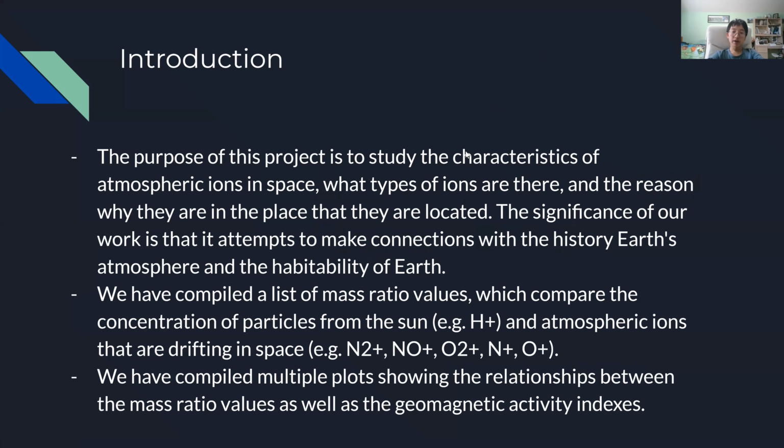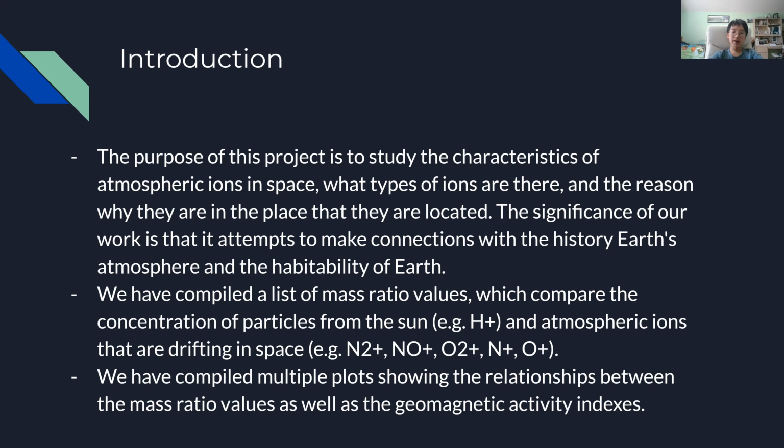To start off, the purpose of this project was to study the characteristics of atmospheric ions in space, as well as the types of ions there were, and the reason why they were located in the place they were located. The significance of our work was that it attempts to make connections with the history of Earth's atmosphere as well as the habitability of it.